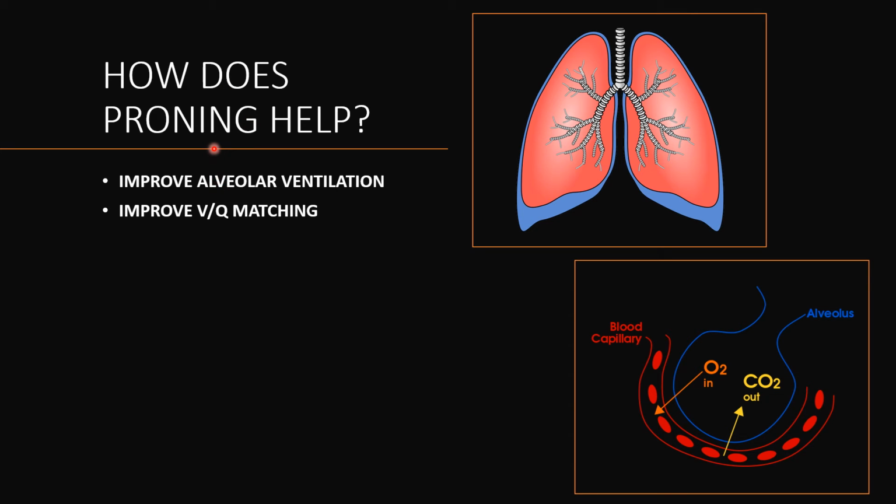Next we will see how proning helps in ARDS. There are two mechanisms. It improves the alveolar ventilation and it improves the VQ matching or VQ coupling. First, how does this improve the alveolar ventilation? Okay, see, this is the lungs. This is one alveolus, and many alveoli are here. This is the normal gas exchange.